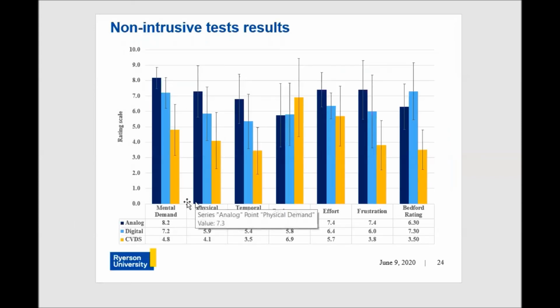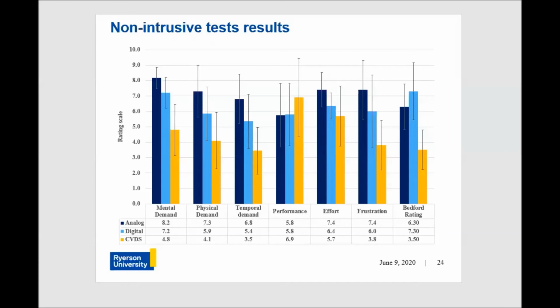And it can be clearly seen that participants using analog and digital displays had high mental, physical, and temporal demand, and the performance was less, and the amount of effort and frustration that they felt was high when compared to CVDS displays.